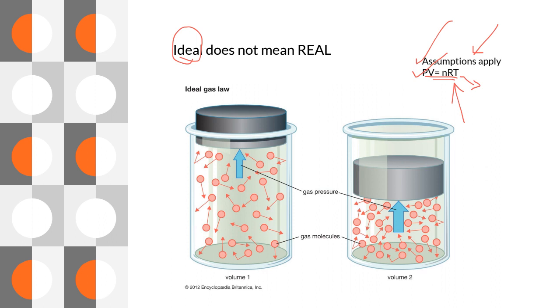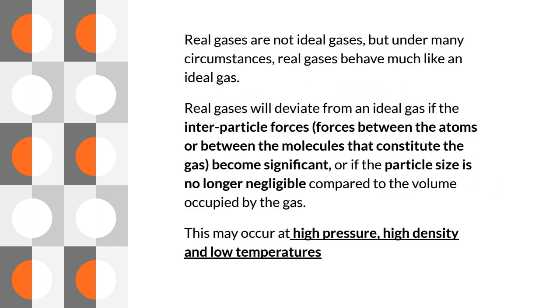But then we have real gases, just to complicate it. Basically, when in real life do these two things not happen? And it's pretty much the case in some very specific circumstances. Usually real gases do actually behave like ideal gases. However, when the interparticle forces between the atoms or between the molecules become significant, right? Or if the particle size is no longer negligible. If you remember, these are two of the assumptions.